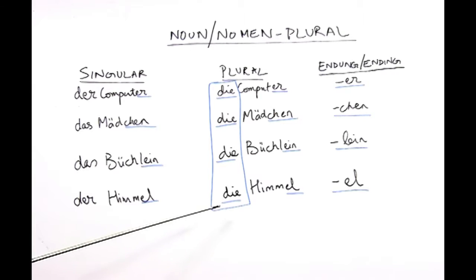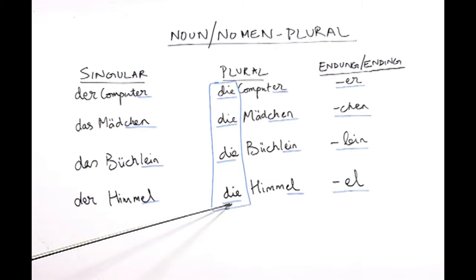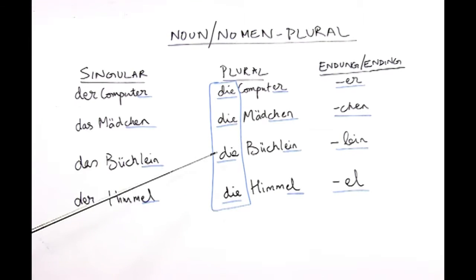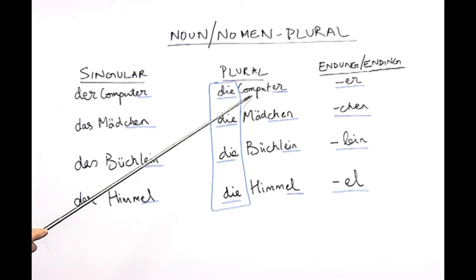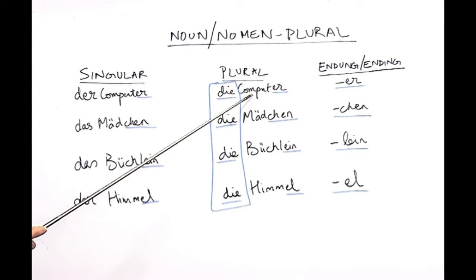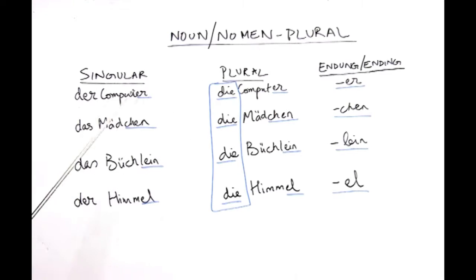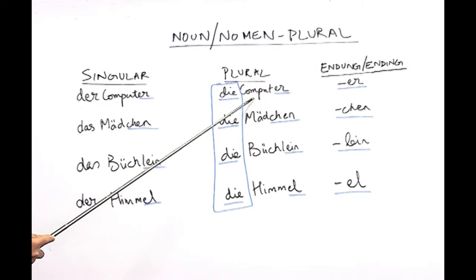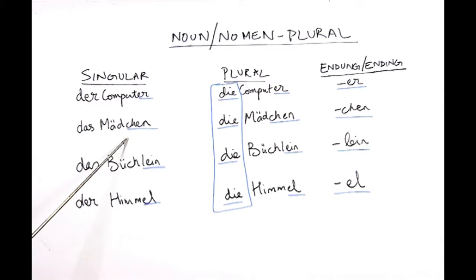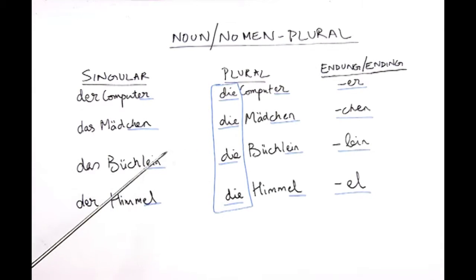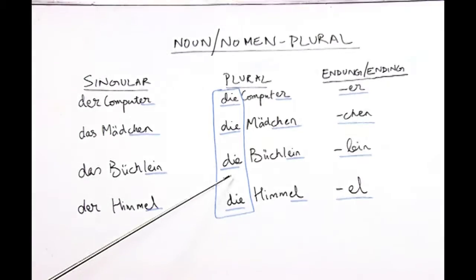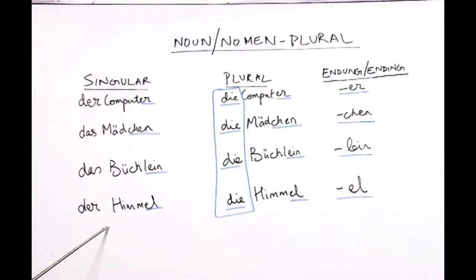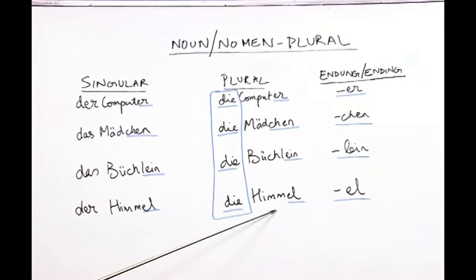As I told you, the plural article for all the nouns is die in nominative as well as in accusative. And if you look here, there is no change in the form of the noun. So, in the singular noun we have der Computer, and in the plural we have the same form of the noun, which is die Computer. The same rule applies for the next noun, which is das Mädchen in singular, which is die Mädchen in plural. Das Büchlein in singular remains die Büchlein in plural, and the word der Himmel remains die Himmel in plural.